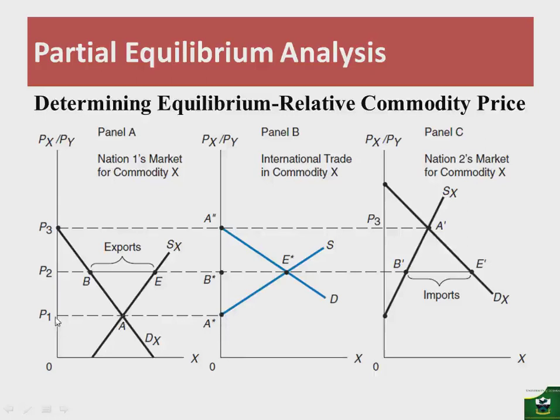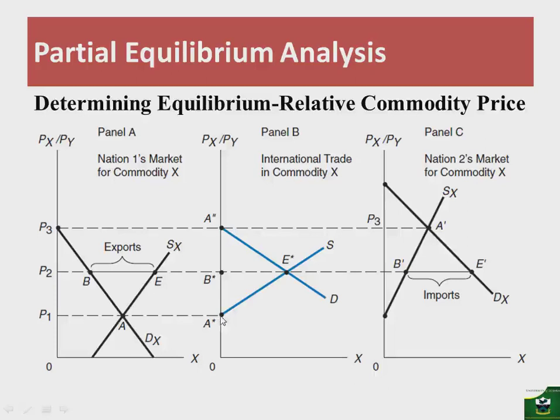And the more the price increases in nation 1, we will be seeing a surplus on the domestic market. And therefore, this surplus gives rise to the amounts or the volumes of trade that will have to be exported to nation 2.